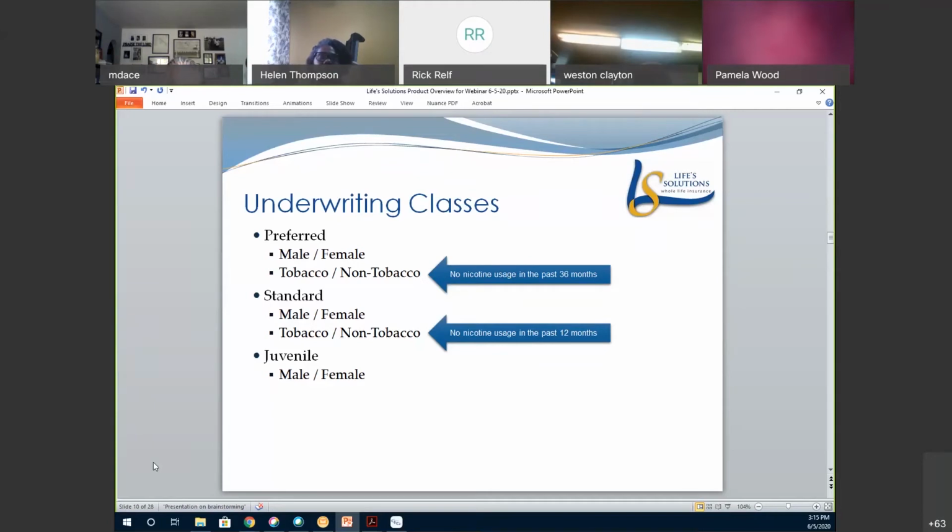It's one of the steps to getting you to preferred. No nicotine usage in the past 12 months. That's one of the steps to getting a standard policy. And then we have our male and female juvenile policies, and they're not classified smoker or non-smoker at that age.